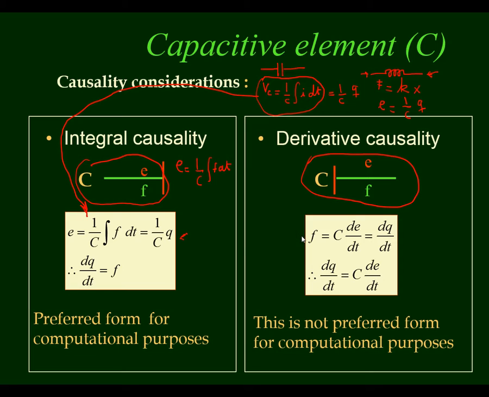But if you write the equation in another way, you can write it in the derivative form, and then you will have that F, this is the output in here, is C times dE/dt, which would be the opposite of writing this equation. So F is C times dE/dt. That's the same thing as dQ/dt.